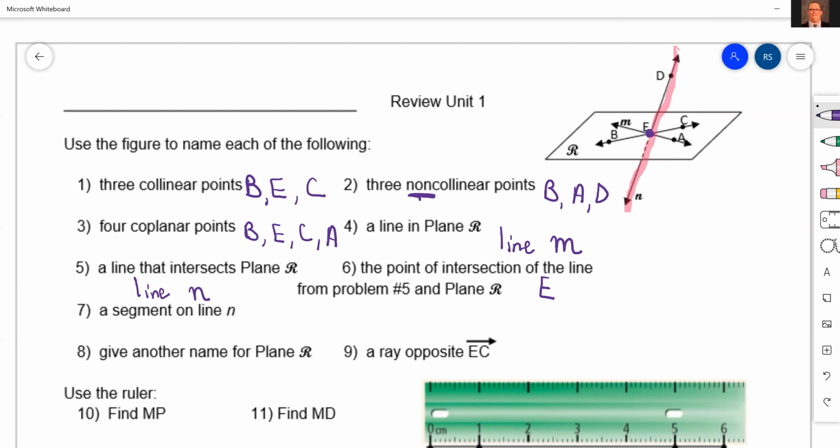Number 7 says a segment on line N. Oh, there's only 2 points. So we know they've got to include those 2 points. We can do this little bar on top. That means segment. Now, if you did this on the Google form, you would have to actually type the word segment and then ED or DE. DE works too.